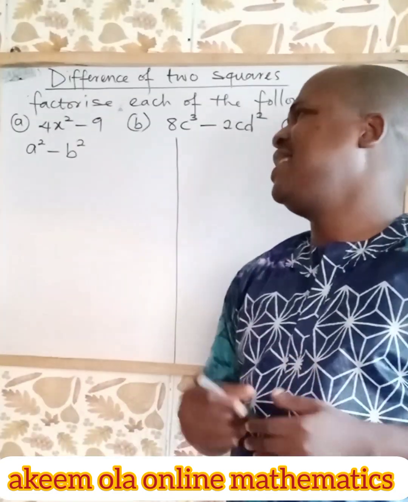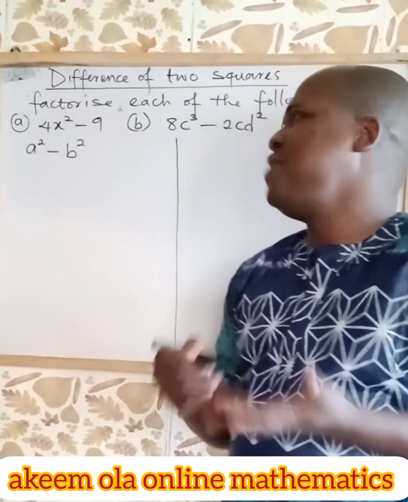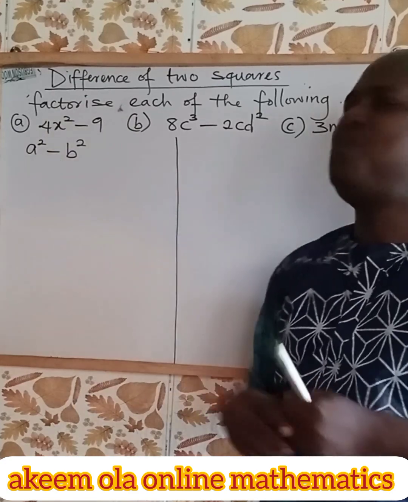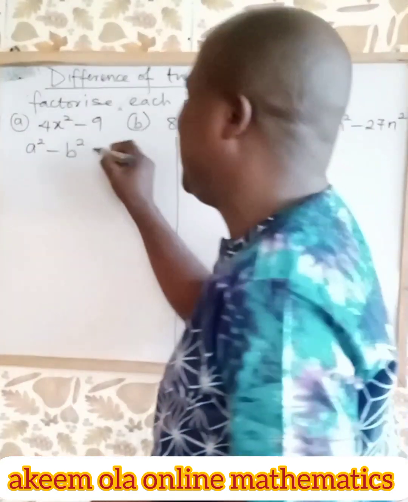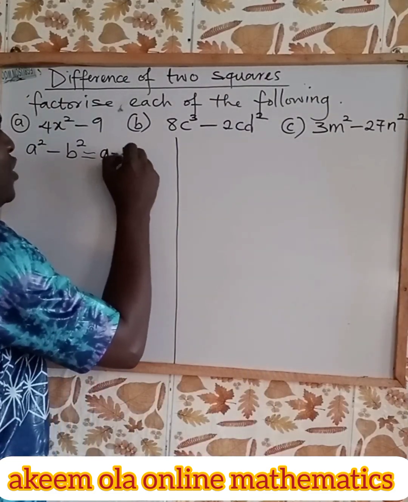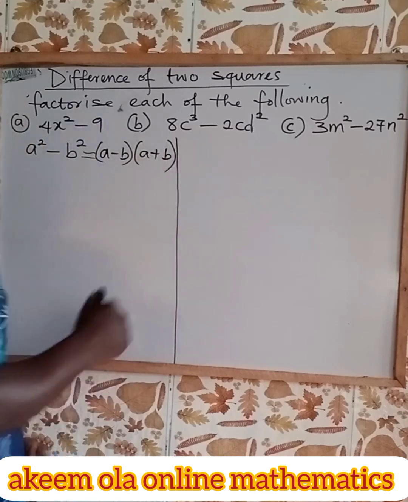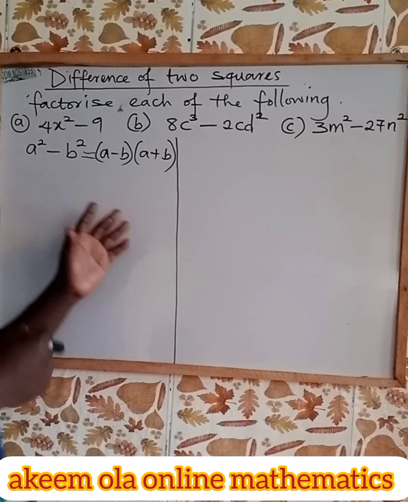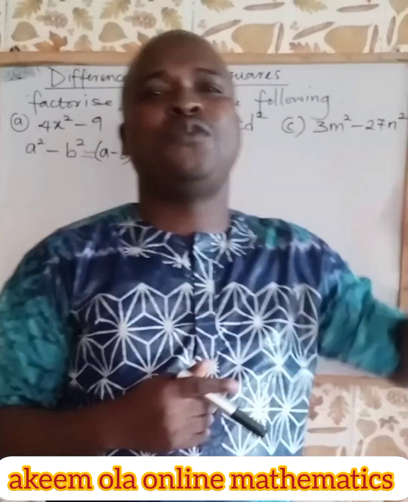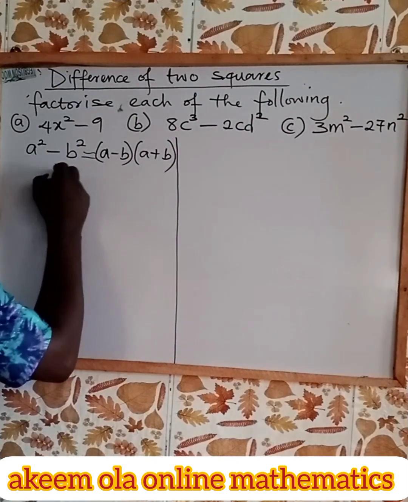If you are given something like this, there is a formula for it. Difference of two squares means a squared minus b squared, and if you simplify it, it will be equal to (a minus b) into (a plus b). Of course, this is the principle that we are going to apply to solve the questions on the board. We have the first one.